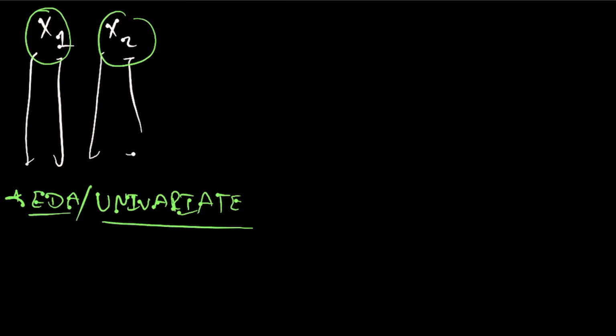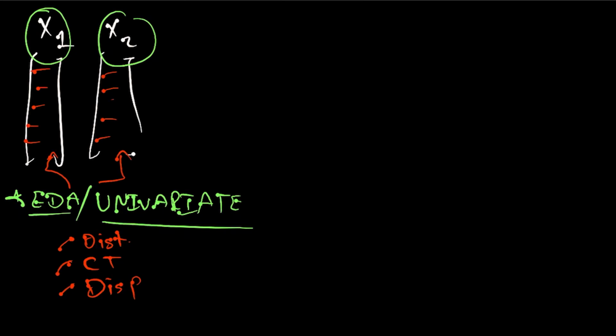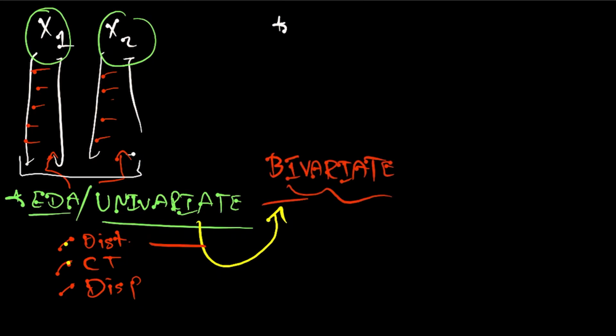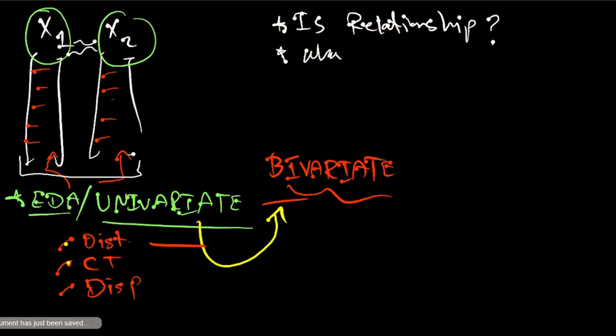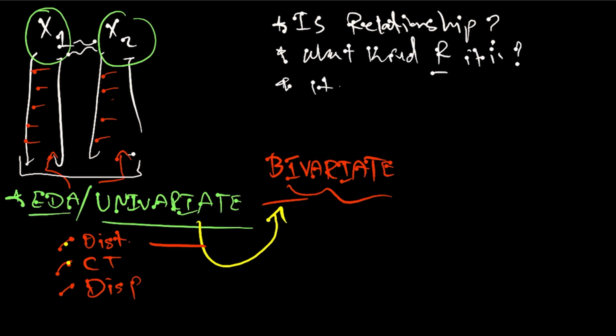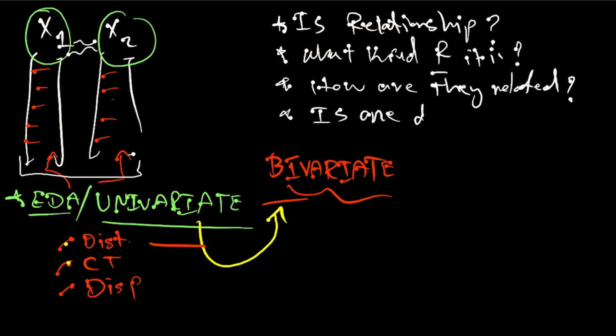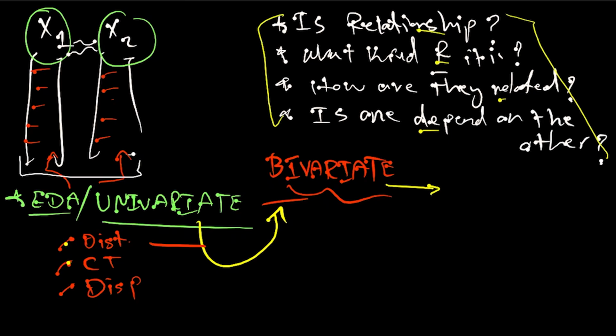So basically in the univariate, we utilized three different tools. First of all, we understood the distribution, the central tendency, and then we looked at the dispersion on each one of them separately. Now, once I take this to the next level, the bivariate relation, you might start to think, is there a relationship between them? What kind of relation, if there is? How are they related? Does one depend on the other? We are trying to capture the kind of relationship.